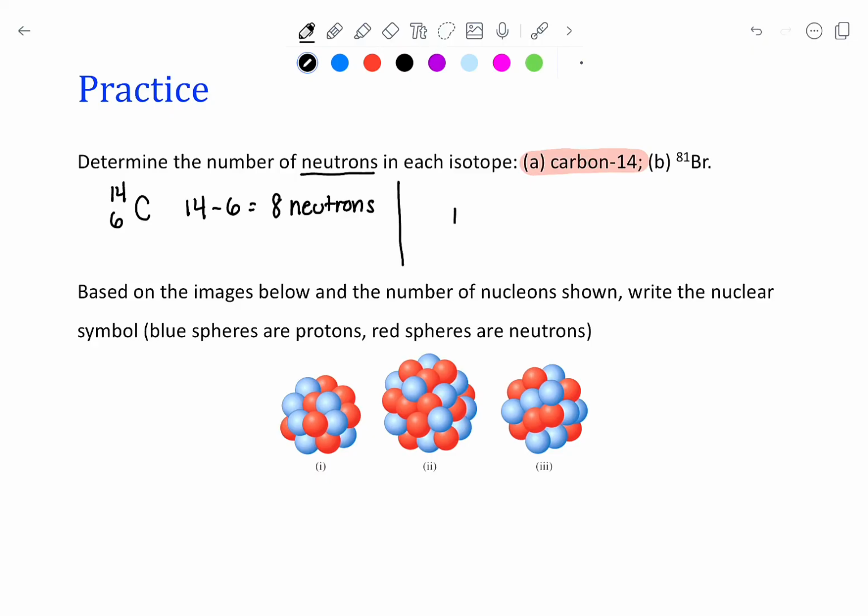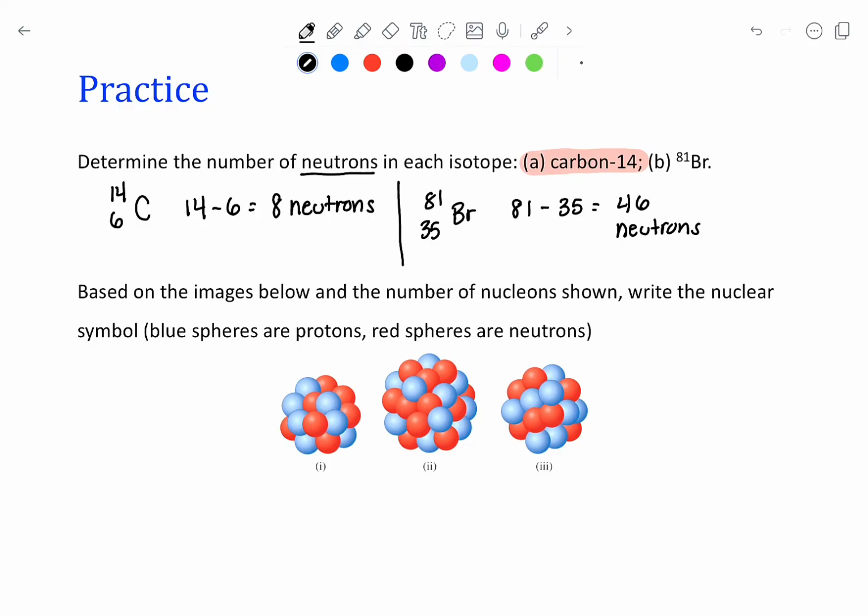Next up, we have bromine 81. Br is bromine. So take a second and look for bromine on your periodic table. Br is its symbol, and you'll find it as element number 35, meaning it has 35 protons. So in order to find the neutrons, we take 81, the mass number, subtract off the number of protons, and we get that this isotope of bromine has 46 neutrons.